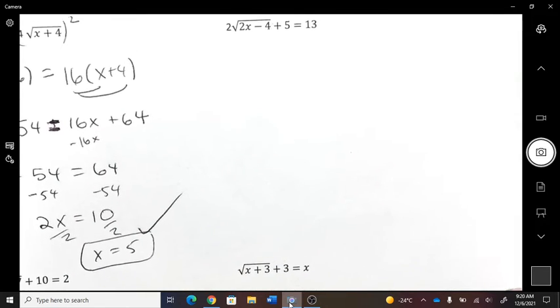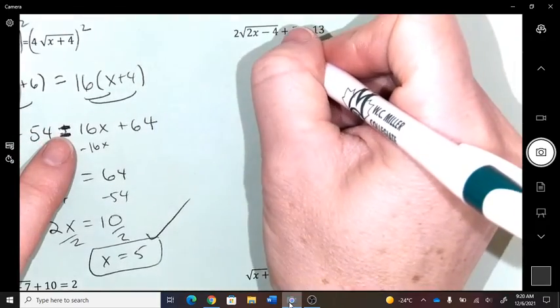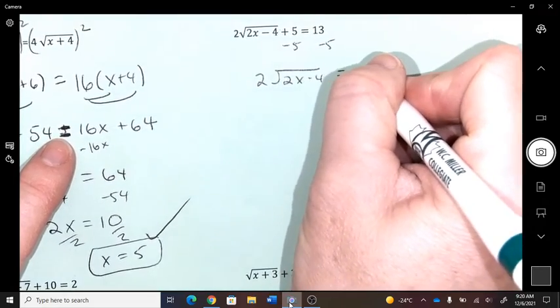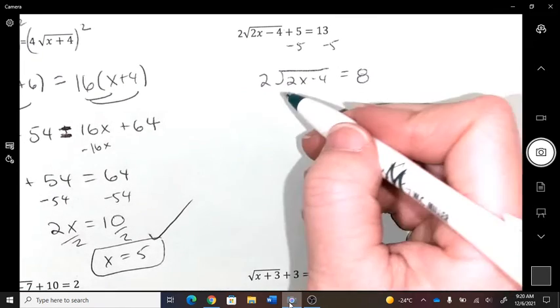Okay, number 2. I think before you square, you should do some maneuvering of other things. So can you think about the order you want to get rid of some other things in for number 2? So the 5 or the 2 out front, what would you do in the correct order? So I minused 5. And then I'm going to divide by 2.